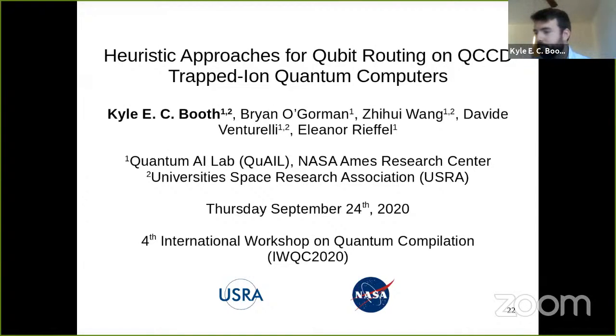Got it. Okay, great. And so here's one last question. You mentioned that the fully commuting gate assumption can easily be removed. Can you give an indication as to how that would be done?